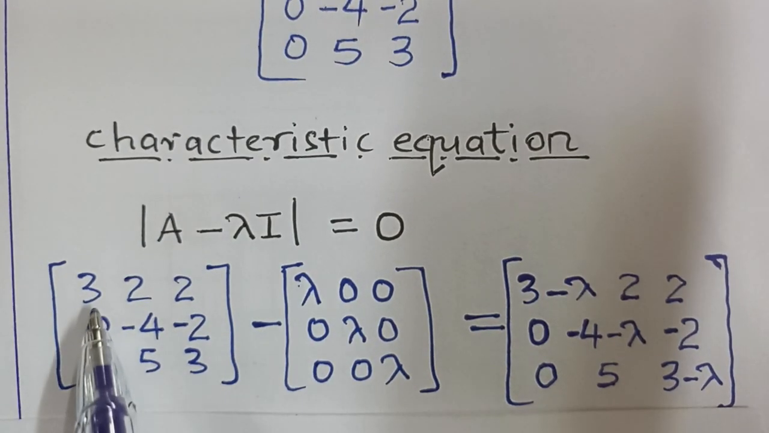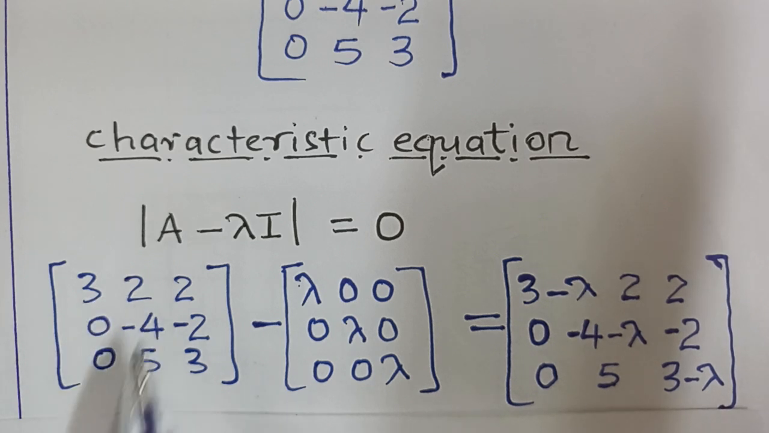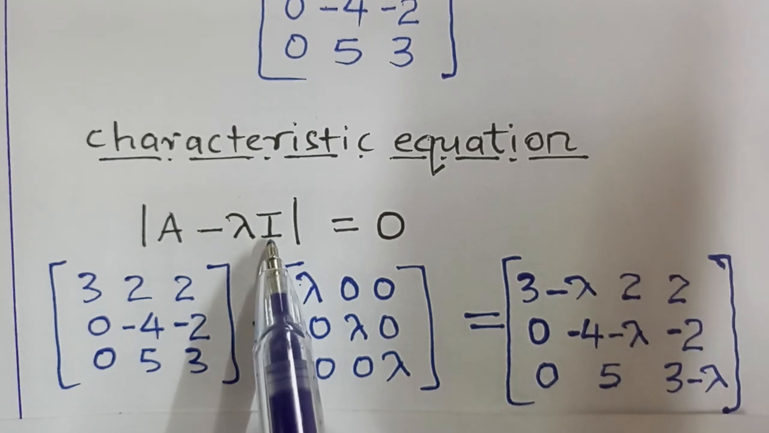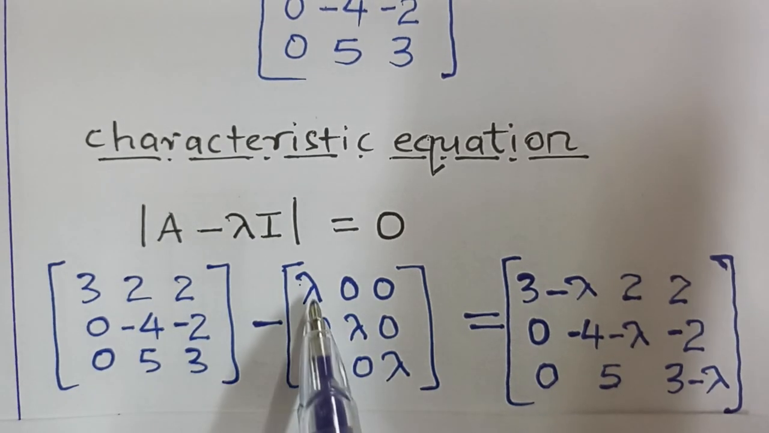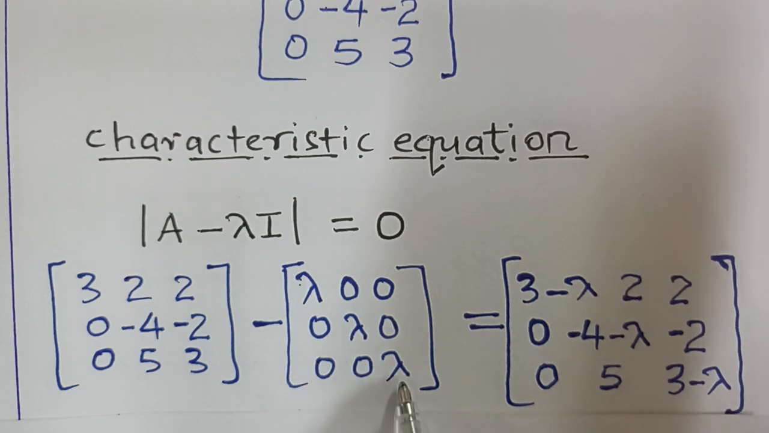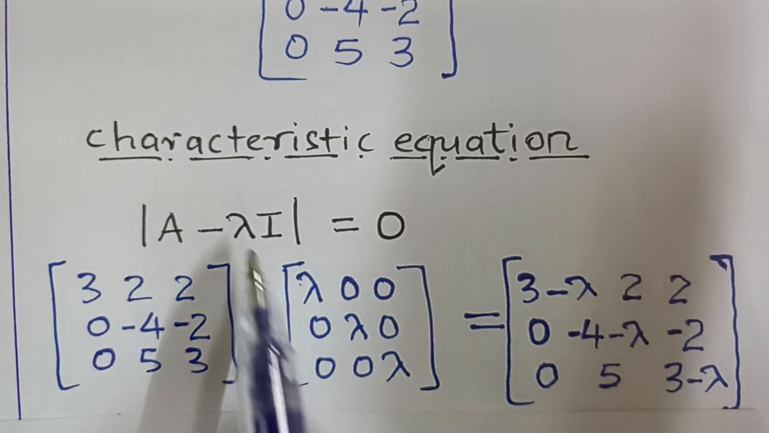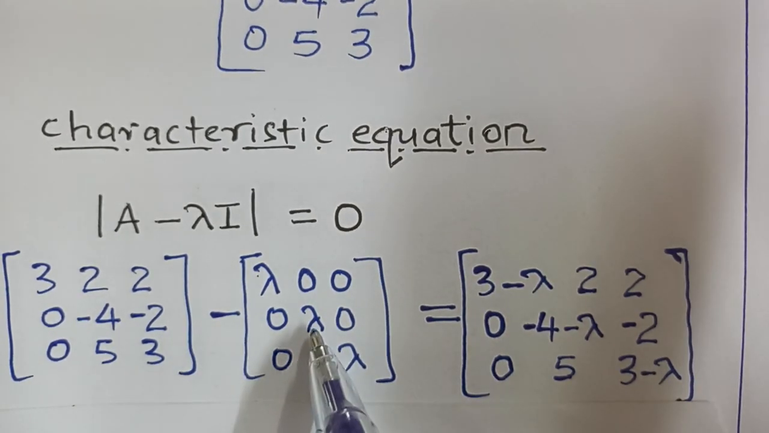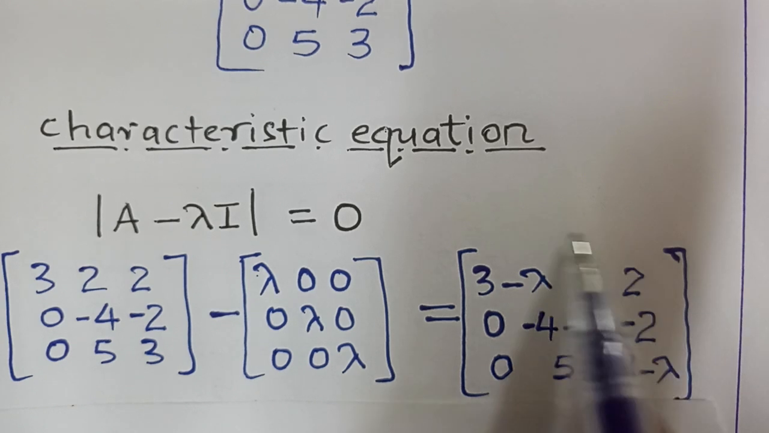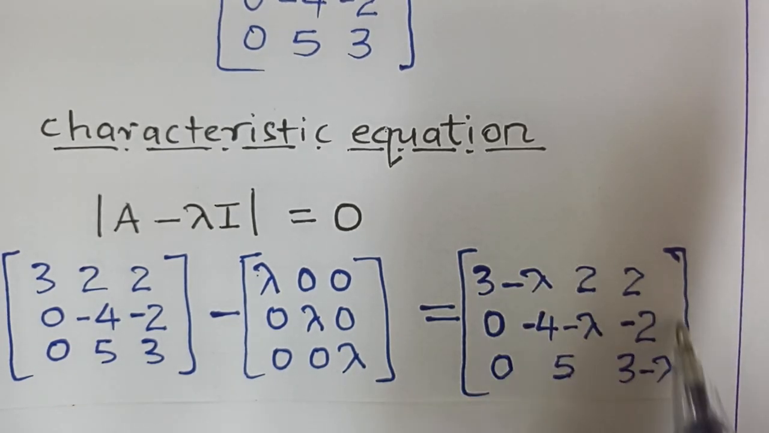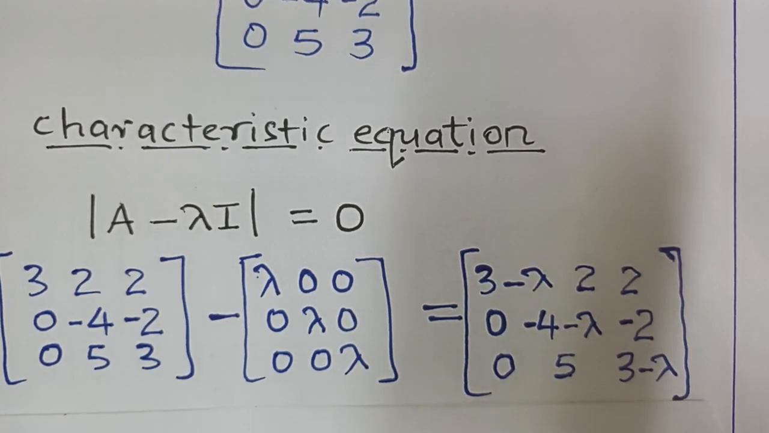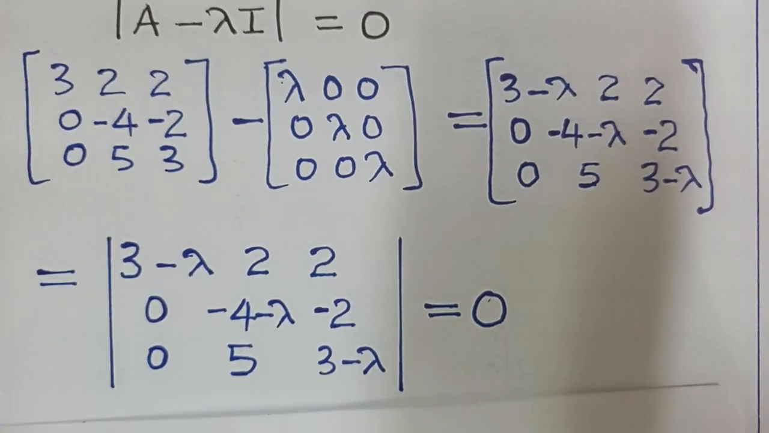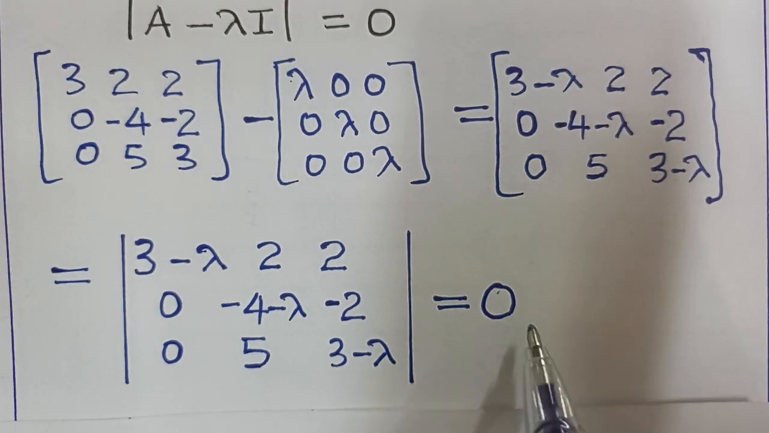As you can see, my matrix is right here, 3, 2, 2, all that minus lambda multiplied by the identity matrix. Remember, the identity matrix has 1 right here, 1 here, and 1 here. So when we multiply by lambda, this is what you get. And when you subtract this from this, you get this matrix, which we need to find the determinant of. And the determinant, as we can see in our equation, is supposed to give us 0.